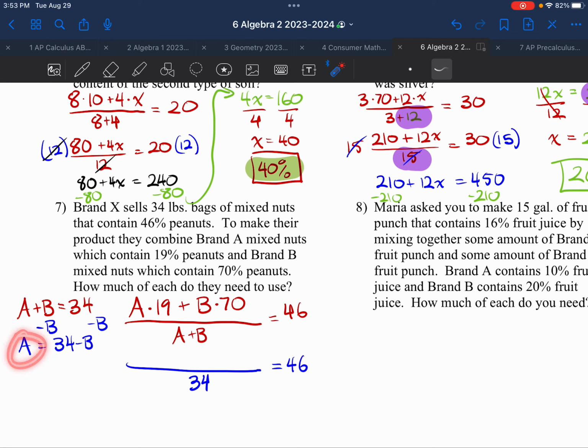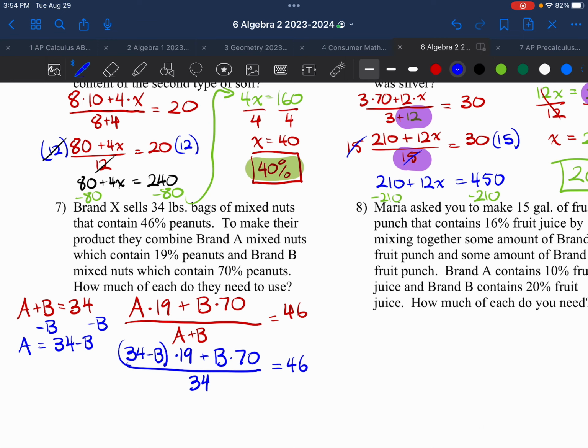If this A is 34 minus B, this A is 34 minus B. And so is that one, but we already got rid of it. So this A, I'm going to switch to 34 minus B. Here we go. 34 minus B is that A, and that was being multiplied by 19. That looks like a disgusting multiplication problem, but okay. Plus B times 70, and I continue on with that. And you can see why I thought I was going to run out of space, because I am running out of space. How am I going to do this?